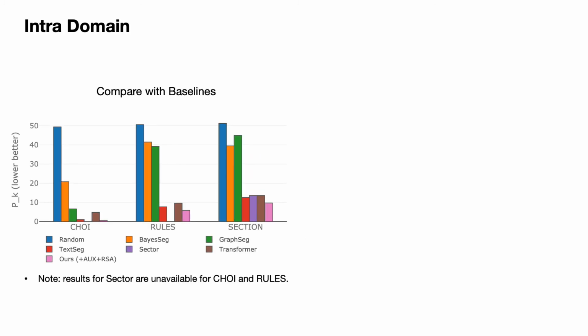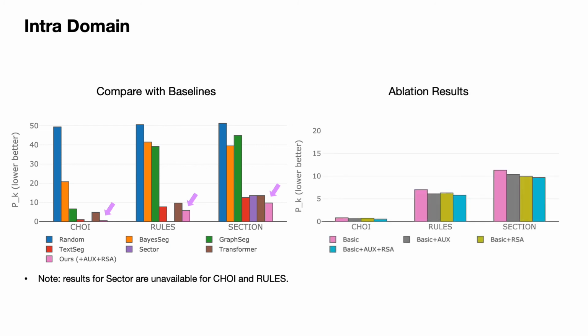So for the intra-domain experiment, we can note that our proposed model with auxiliary task and restricted self-attention outperforms all the baselines. And then we zoom in to investigate the impact of each component. We can see that adding auxiliary task or restricted self-attention gives consistent improvement across all 3 sets. Adding both of them together results in the biggest improvement.